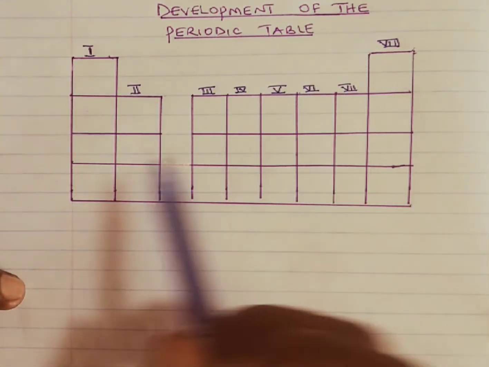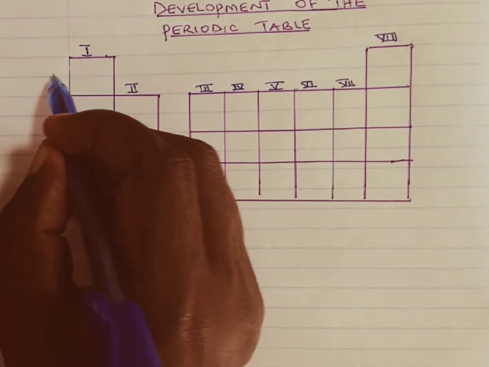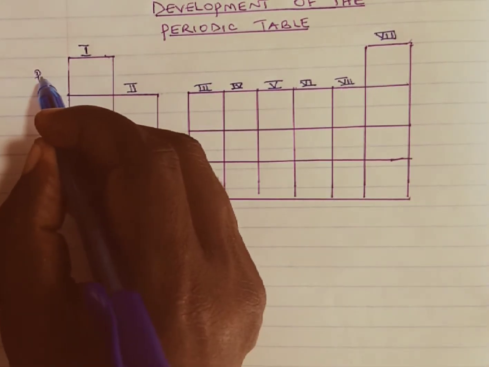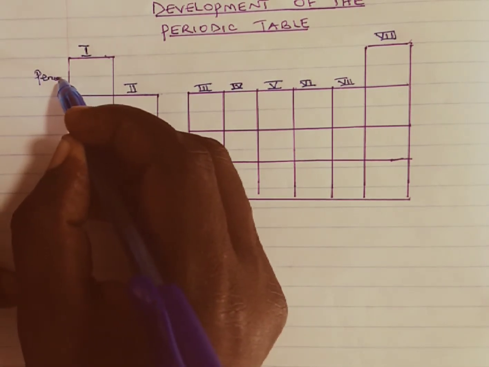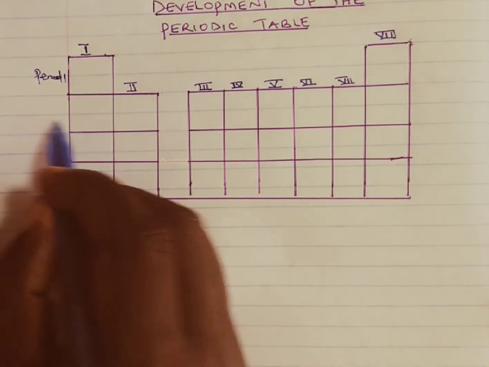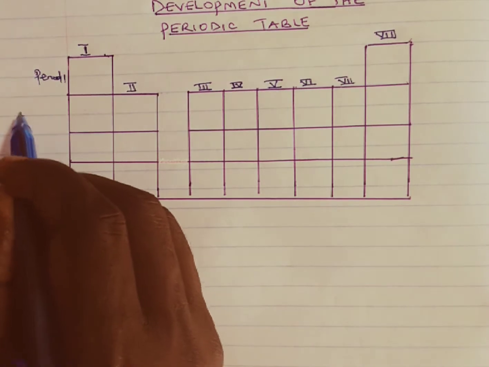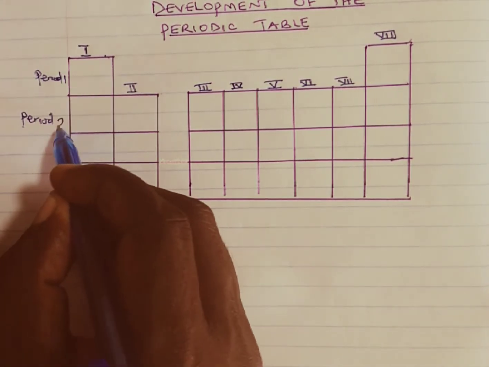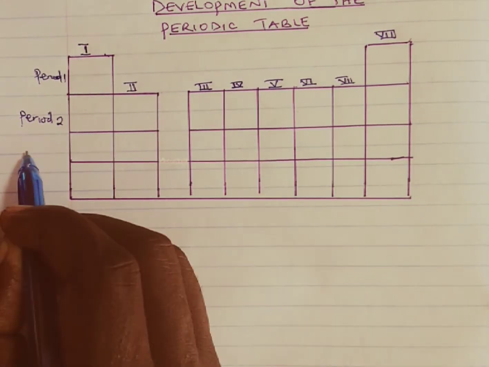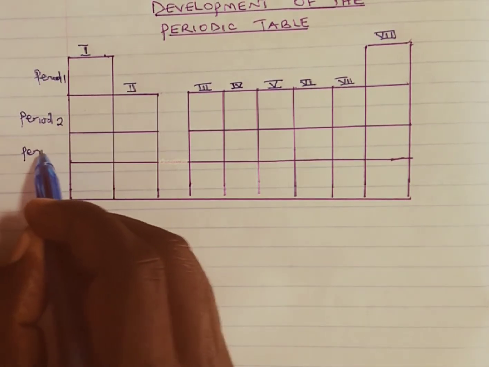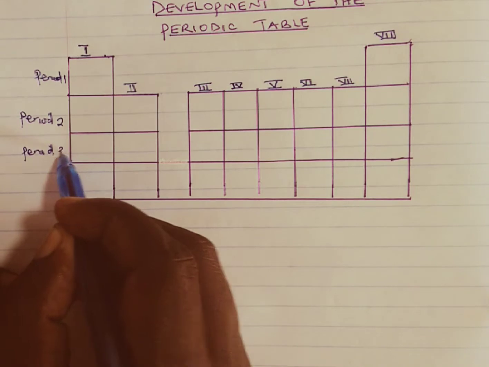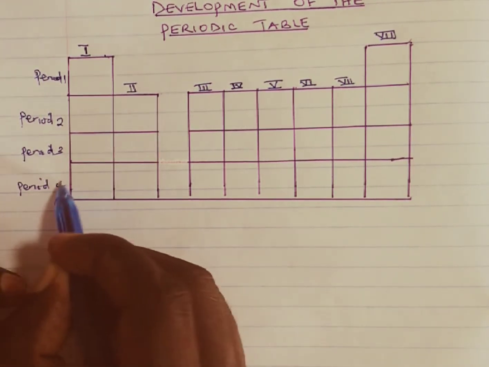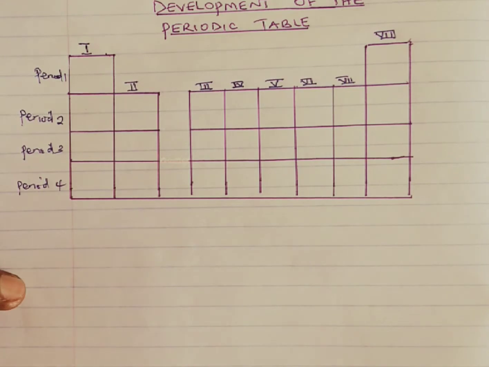Then, of course, the rows represent periods. So the first 2 elements belong to period 1. Then the second row represents period 2 elements. Then the third row represents period 3. And the fourth one represents period 4 elements.